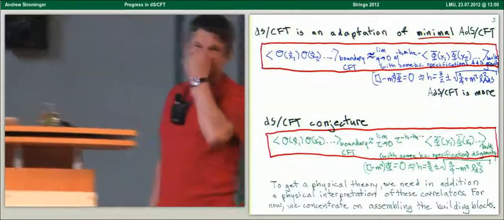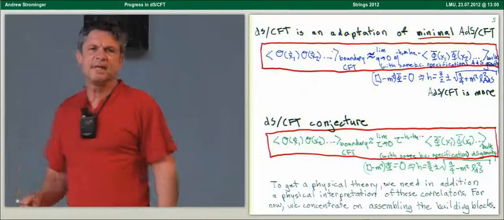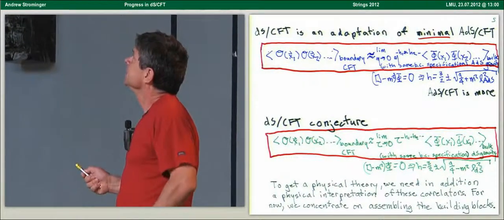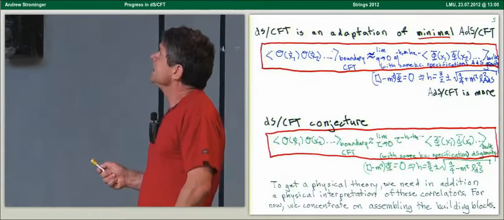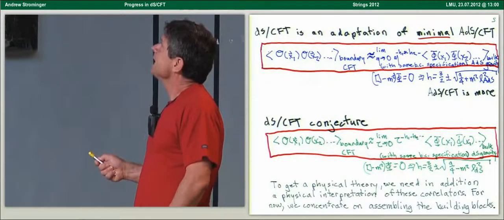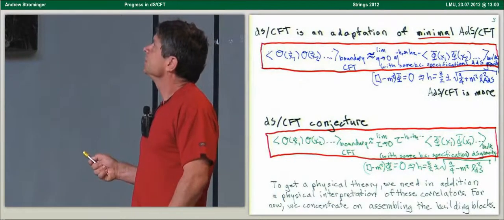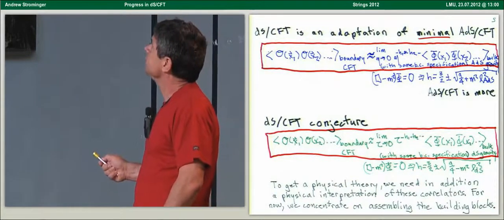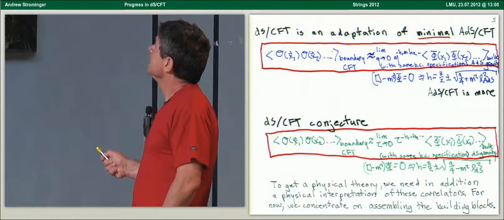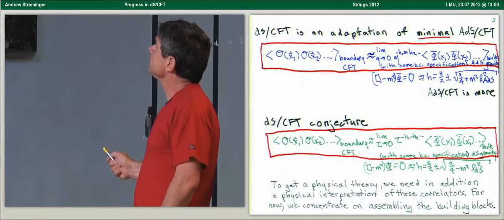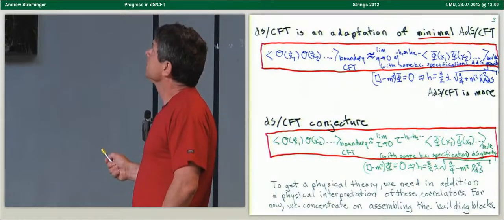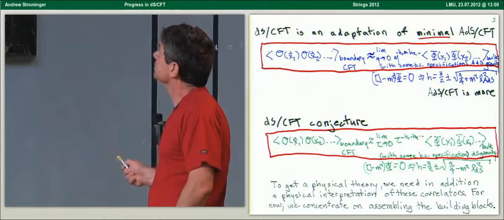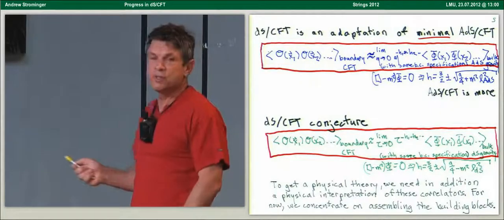So what is DSCFT? Well, DSCFT is an adaptation of the minimal form of AdS/CFT. In AdS/CFT, we say that we have some conformal field theory which lives on the holographic plate, and it has some set of correlation functions, and those correlation functions are equal to the correlation functions of the bulk theory pushed to the boundary with appropriate boundary conditions and rescaled by some factor of the distance to the boundary. Now, AdS/CFT is really more than that.